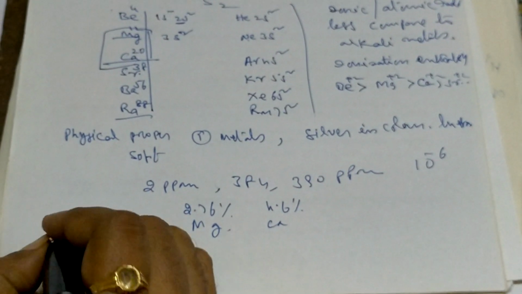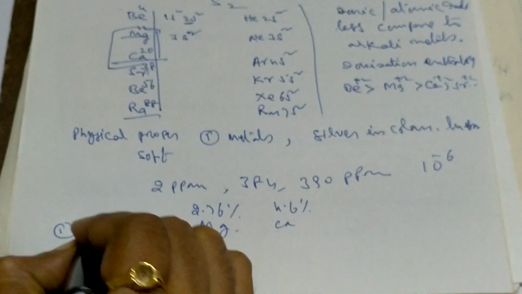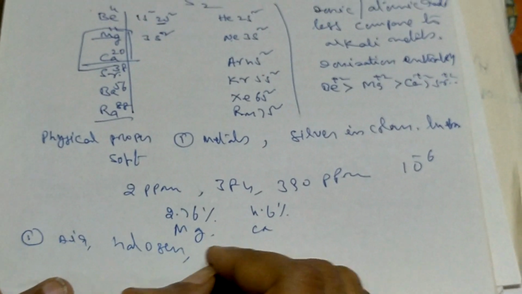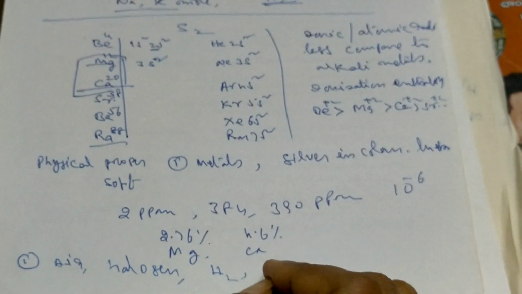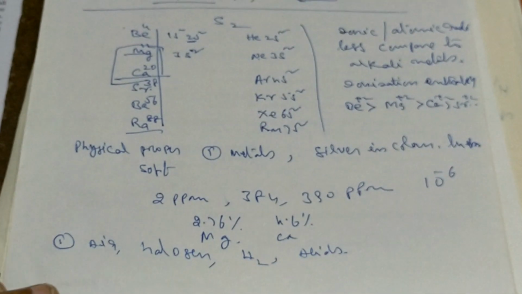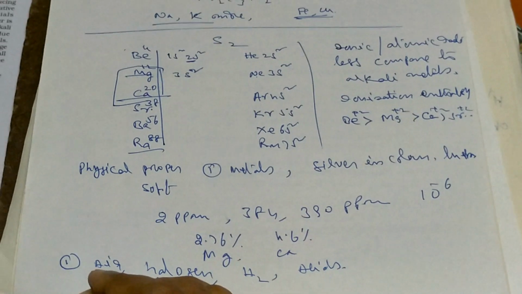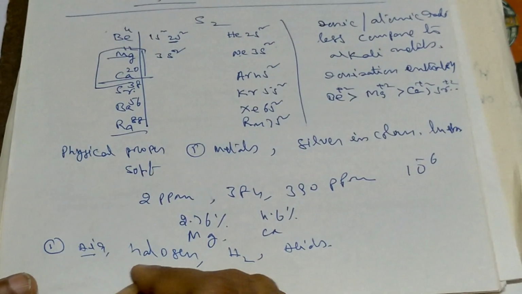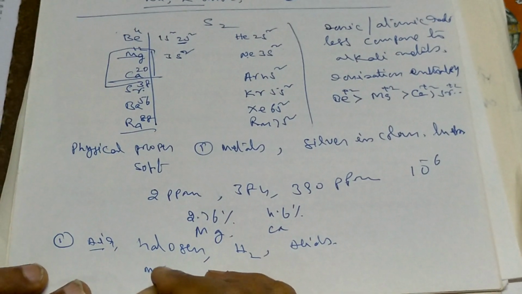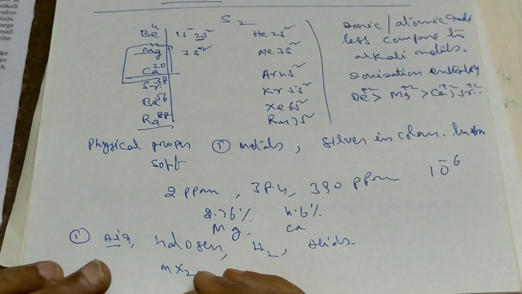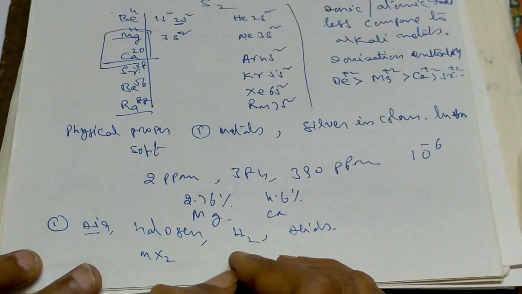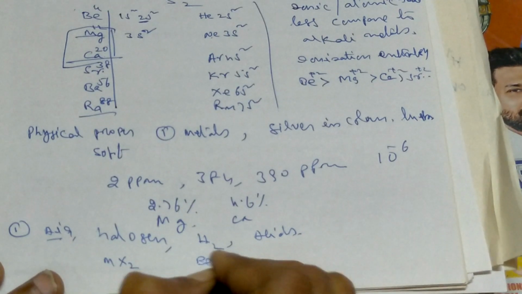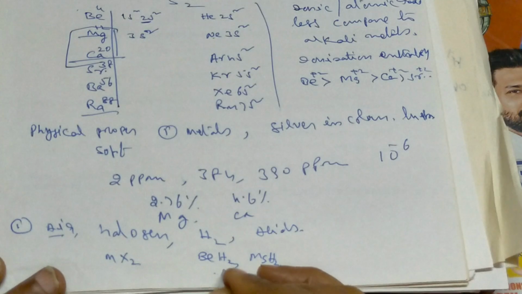Now coming to the chemical properties, what we normally discuss are reaction with air, with halogens, with hydrogen, and with acids. The reaction with air forms oxides. The reaction with halogens forms halides, because they are divalent. So MX2, where X is a halogen: chlorine, bromine, iodine, fluorine. With hydrogen, it forms the metal hydrides, like beryllium hydride, magnesium hydride.